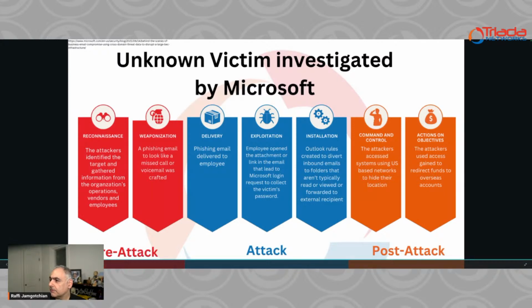In our third example, we're looking at one that we actually investigated ourselves.